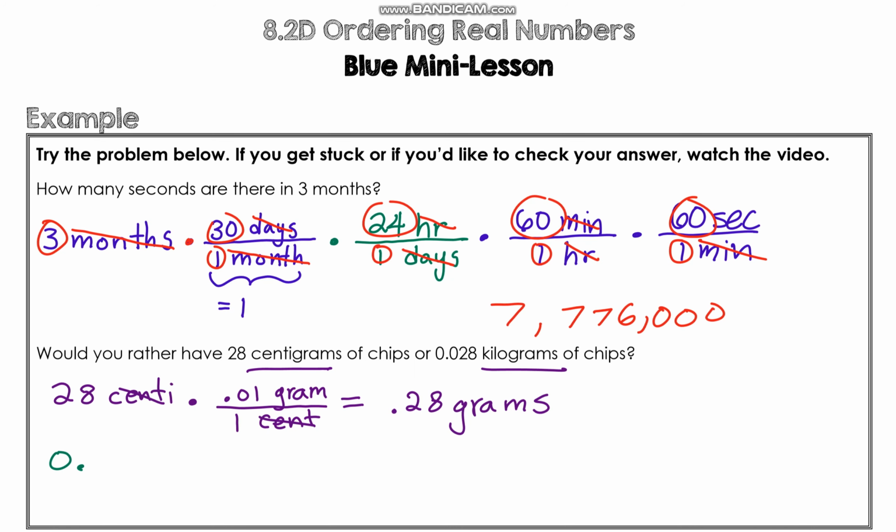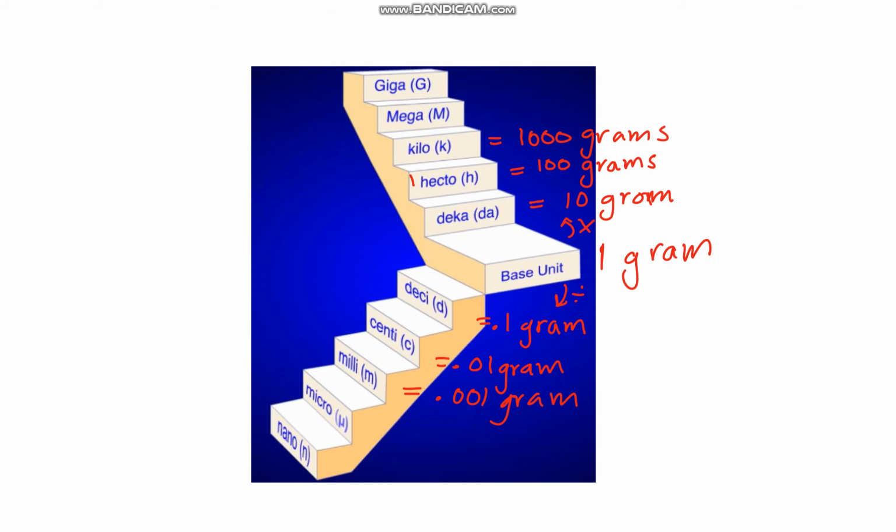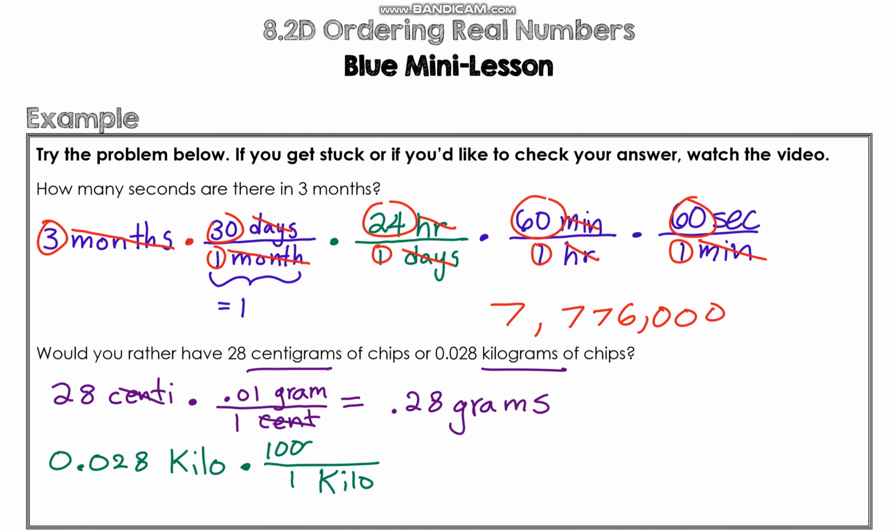Alright, now we're doing the same thing for kilograms. We're starting with 0.028 kilograms. We're going to multiply by a special factor. I'm going to put kilograms on the bottom. Let's see, and according to my staircase, 1 kilogram is the same as 1,000 grams. Okay, so I'm going to take 0.028 and multiply it by 1,000. That ends up just shifting the decimal over, and we're left with 28 grams.